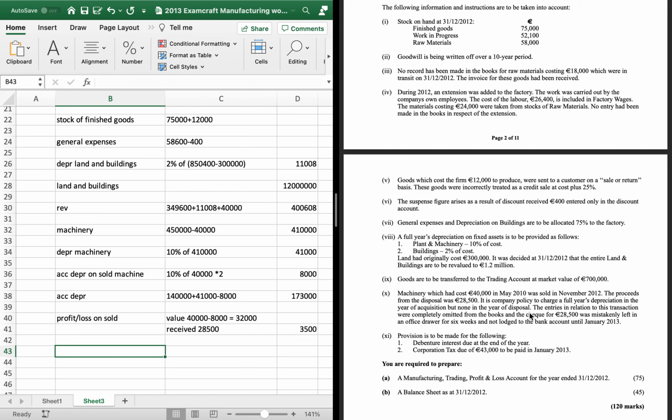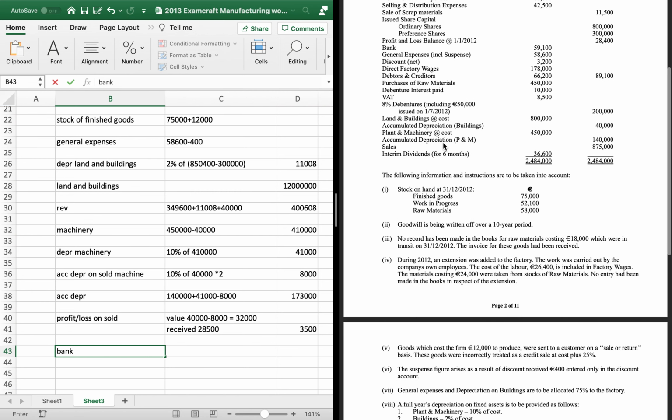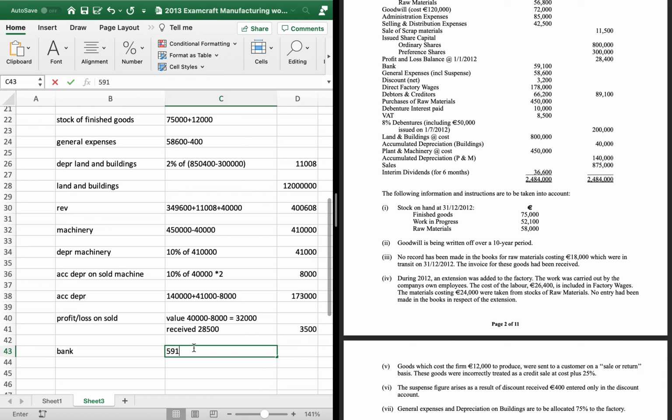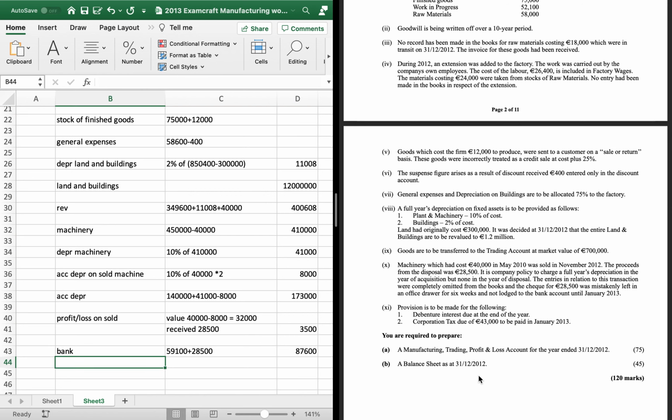And then the check was left in the drawer for 6 weeks and it wasn't lodged to the bank. So it should go into the bank. So we go up and have a look at the bank and we'll see that it is a debit of 59,100. So it's money in the bank, 59,100. And then we received the check for 28,500. So we're going to add that up. So your bank is going to be 87,600. All right, so that's that one done.